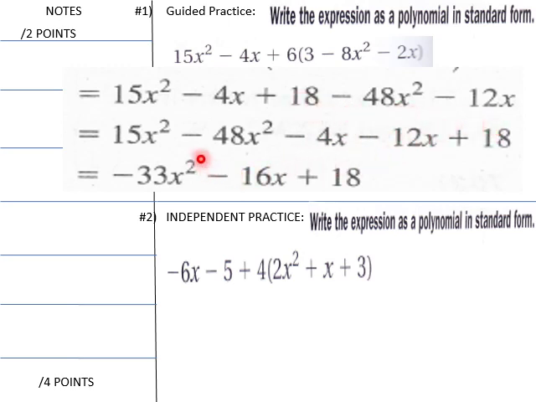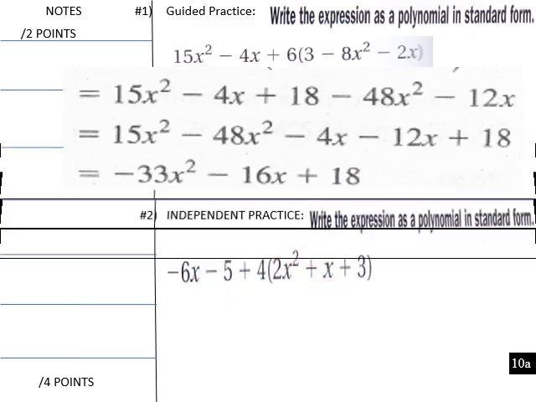Now we combine like terms. 15x squared minus 48x squared is negative 33x squared. And then negative 4x minus 12x would be negative 16x, and then plus 18. So this would be in standard form. We have decreasing degrees here in our terms. We've got a second degree term here, first degree, and then no degree here. So students, this is on you. And let's move on.